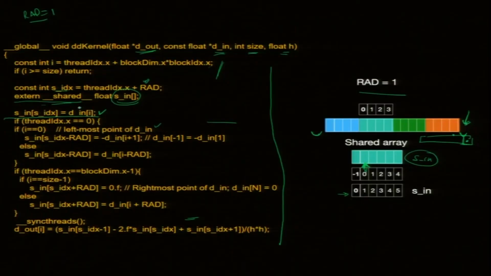So, d a and I, so this is a variable here. Maybe I should use some other color. This is my variable. Its index is 0. Where should it go in the Sn? It should go to this location, because my left guy, this is reserved for this variable. So, it should go one shifted to the right. So, SIdx when I equal to 0, SIdx will be 1, because SIdx is always thread Idx plus RAD.